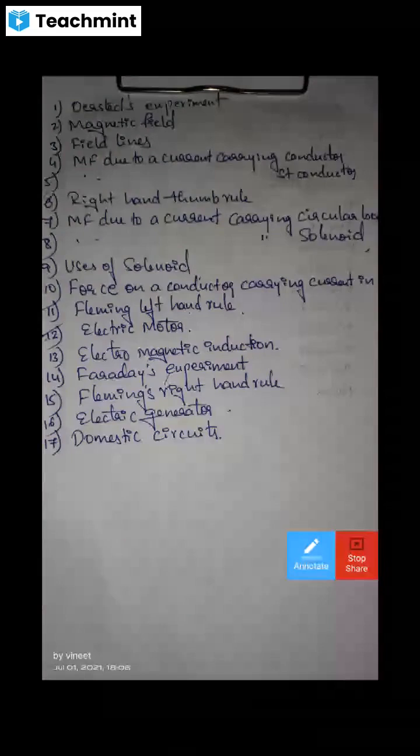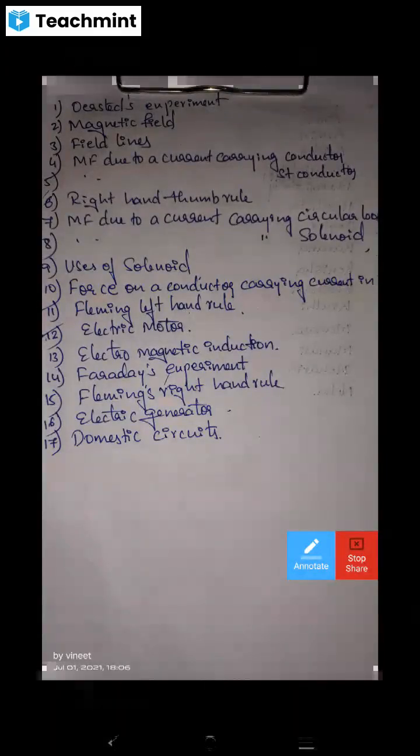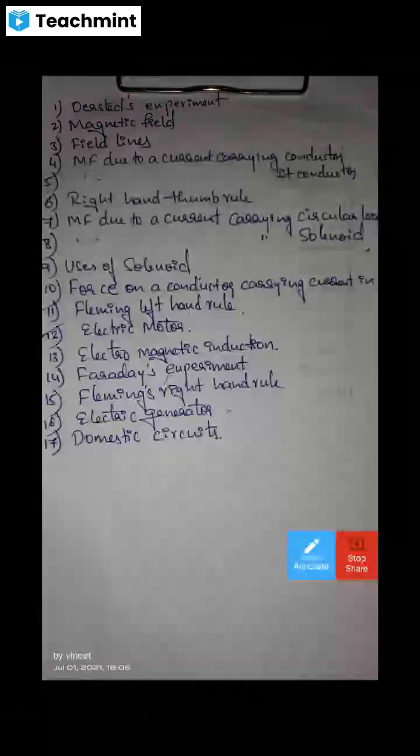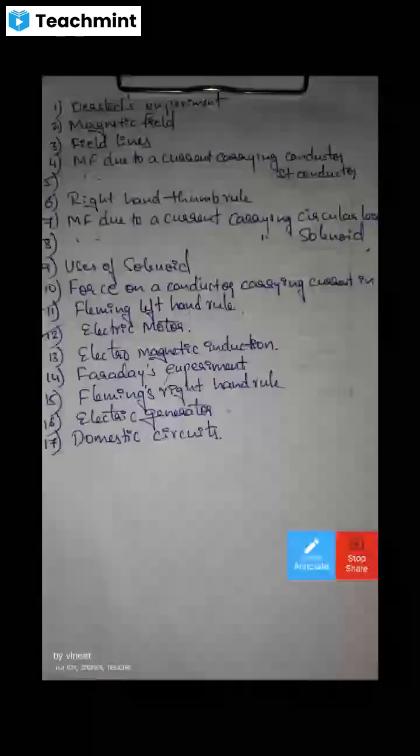is a conductor. Eighth, magnetic field due to a current carrying solenoid, uses of solenoid, force on a conductor carrying current, which is kept in the magnetic field, Fleming's left hand rule, and with the help of left hand rule we can learn about electric motor, then electromagnetic induction, the reverse process of electric motor, and Faraday's experiment, Fleming's right hand rule, electric generator, domestic circuits.